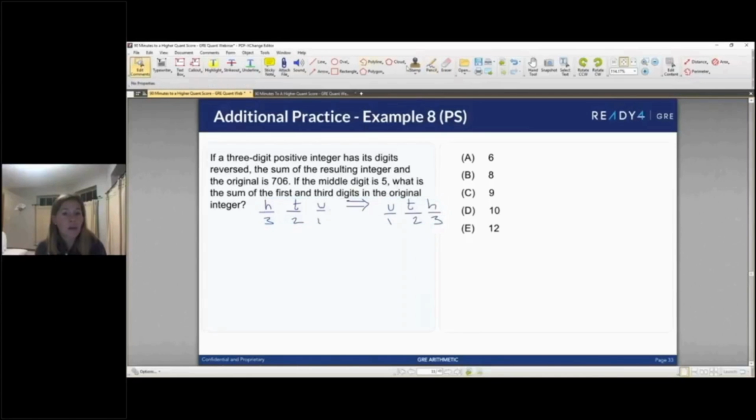Now, what are they going to do with that information? They're going to add them, because it says if the 3-digit number has its digits reversed, the sum of the resulting integer and the original integer is 706. So in other words, we know that HTU plus UTH is equal to 706. That's fine, except now they're going to tell us that the middle digit is 5. Oy.